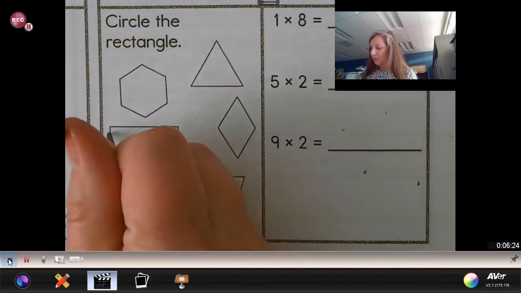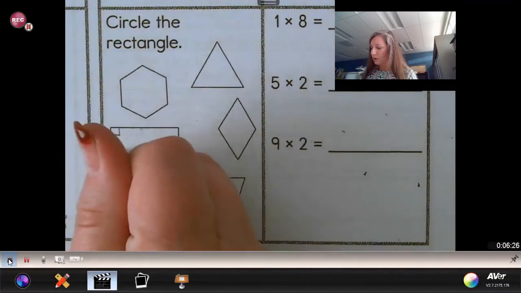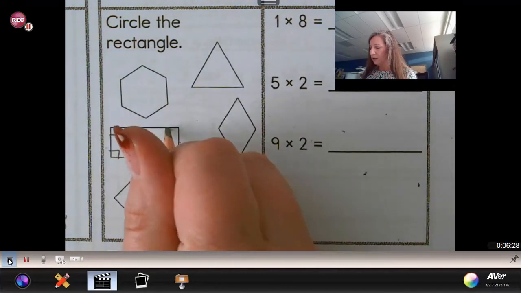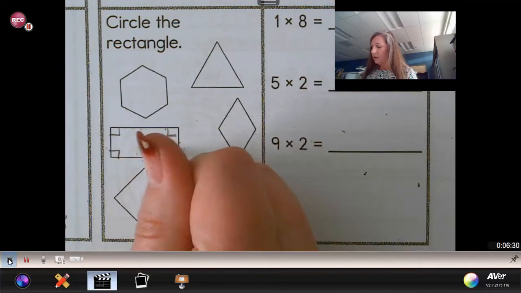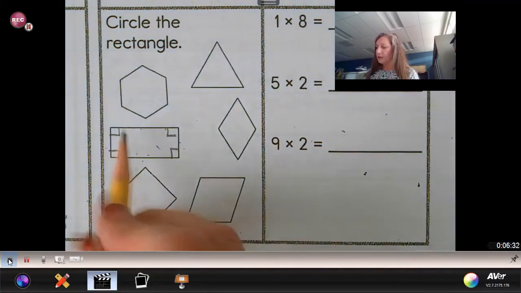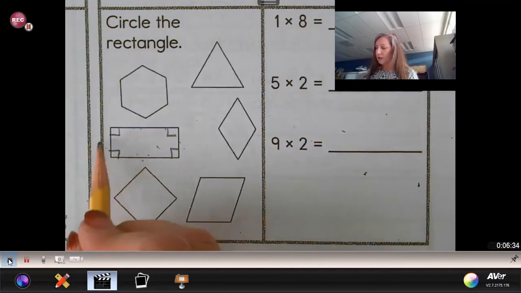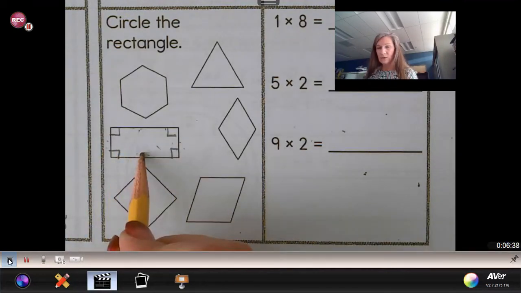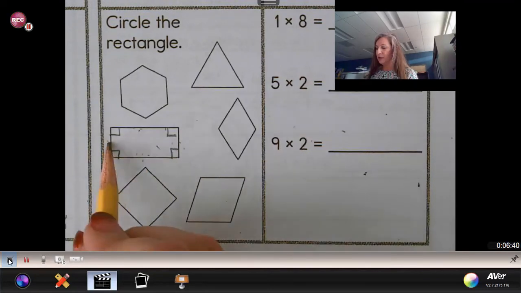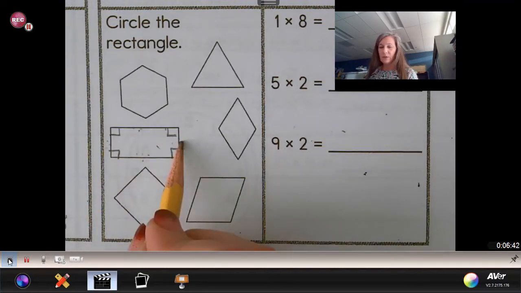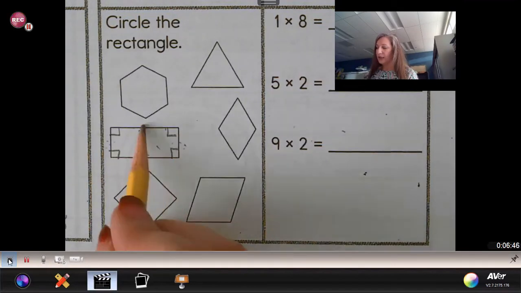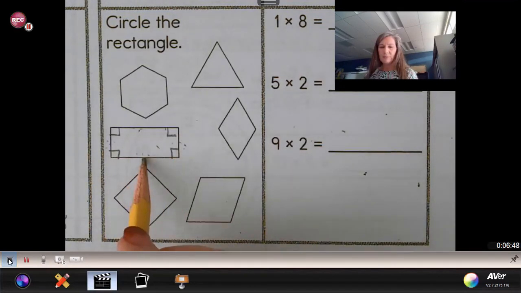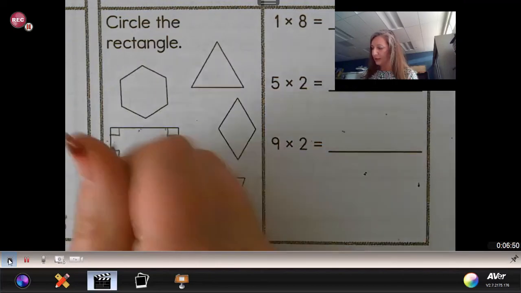Rectangles also have what we call square corners, or we call them 90-degree angles. So this rectangle has 2 pairs of parallel sides, 2 pairs of equal sides in length. So the width of this side and this side are the same. The length of this side and this side are the same. So this is my rectangle.